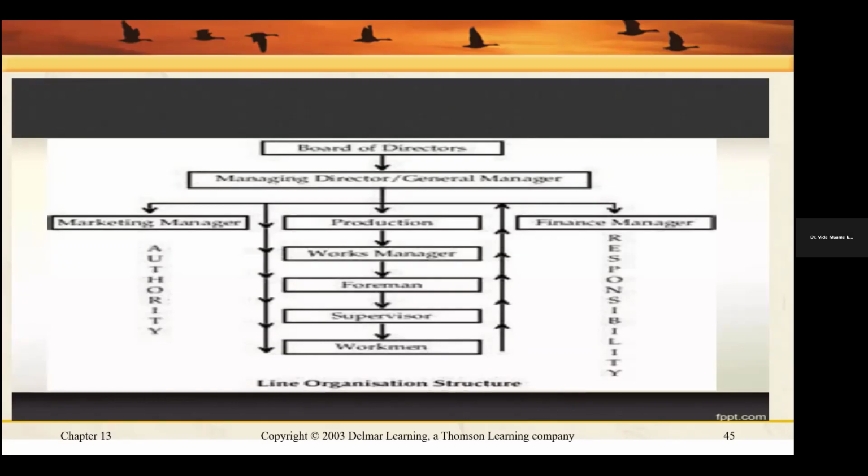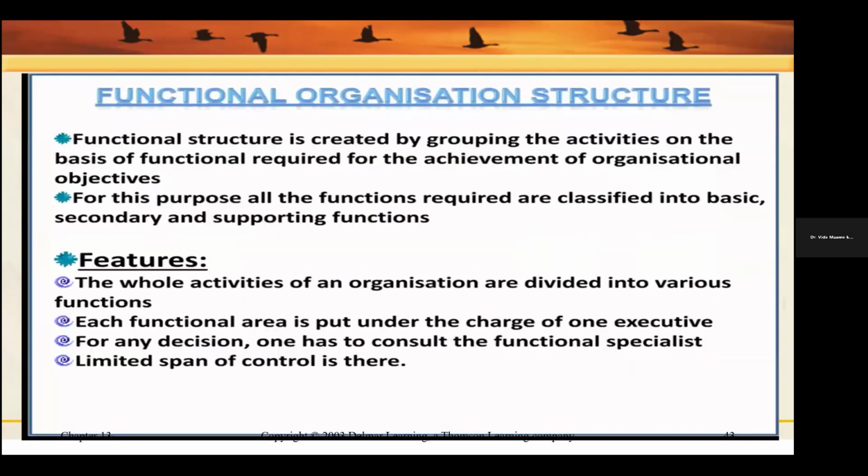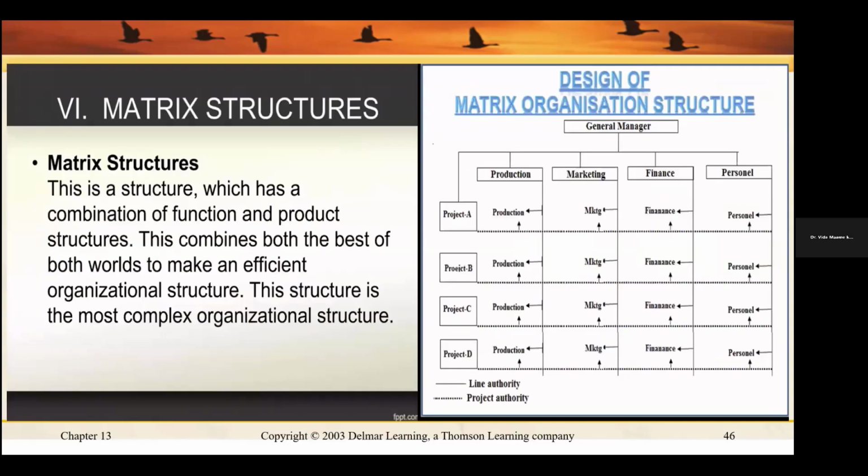And we also have the matrix. As I said, the matrix is a complex structure. So the matrix is a structure which has a combination of functions and product structures. As I said, it's a bit complex, and it combines the best of both worlds to make an efficient organizational structure. So this structure is the most complex organizational structure.